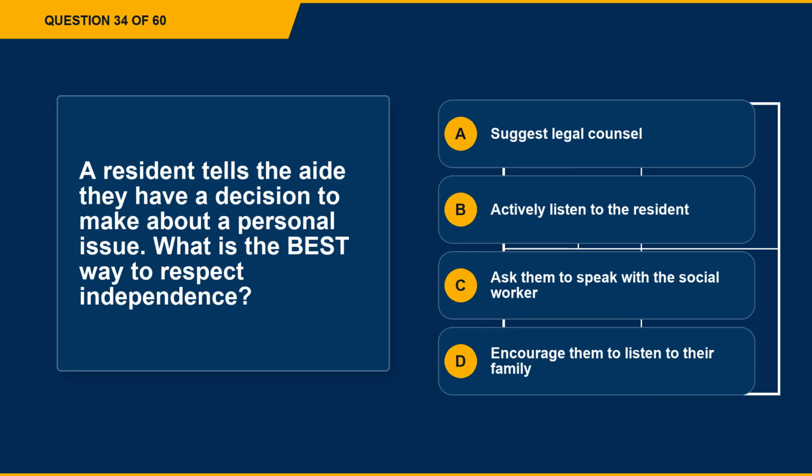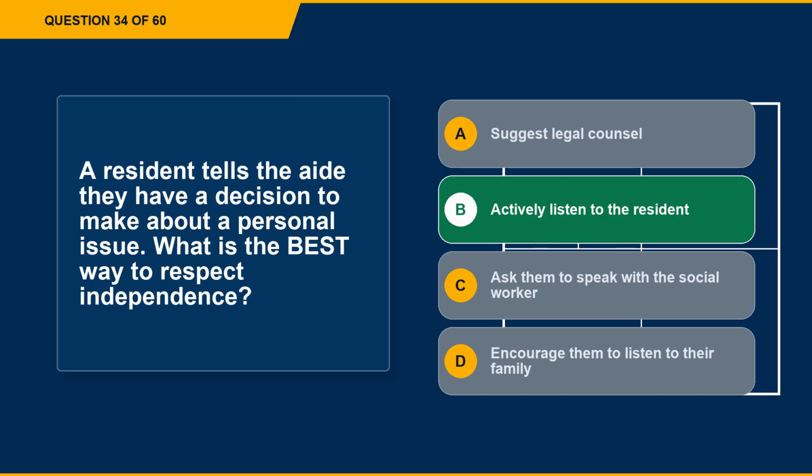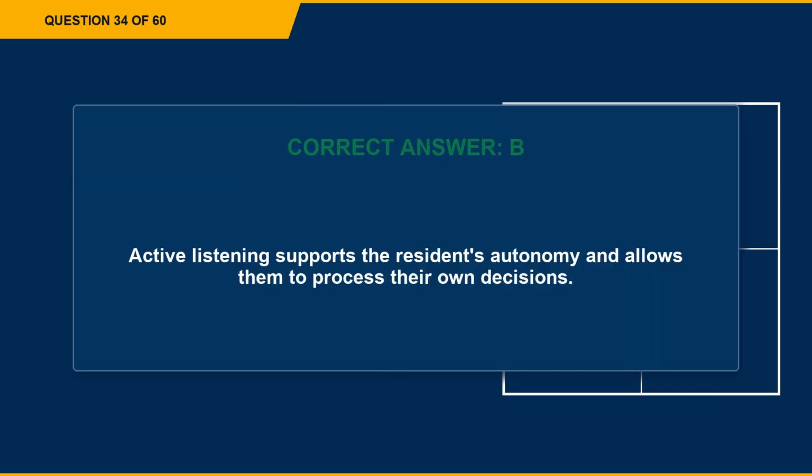Question 34. A resident tells the aide they have a decision to make about a personal issue. What is the best way to respect independence? Option A, suggest legal counsel. Option B, actively listen to the resident. Option C, ask them to speak with the social worker. Option D, encourage them to listen to their family. The correct answer is option B, actively listen to the resident. Explanation. Active listening supports the resident's autonomy and allows them to process their own decisions.